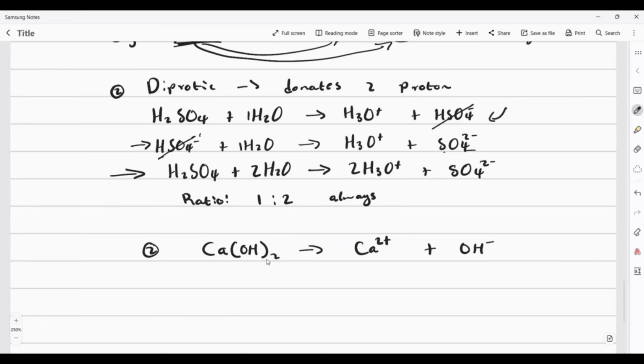If you check this one, it says 2 OH. I have 2 OH on this side, but here I have only 1 OH, which means I can put a 2 over there so that I can have 2 OH and 2 OH on both sides. And then I have 1 calcium, 1 calcium. That means the rest is balanced. You just do it like that for the bases.